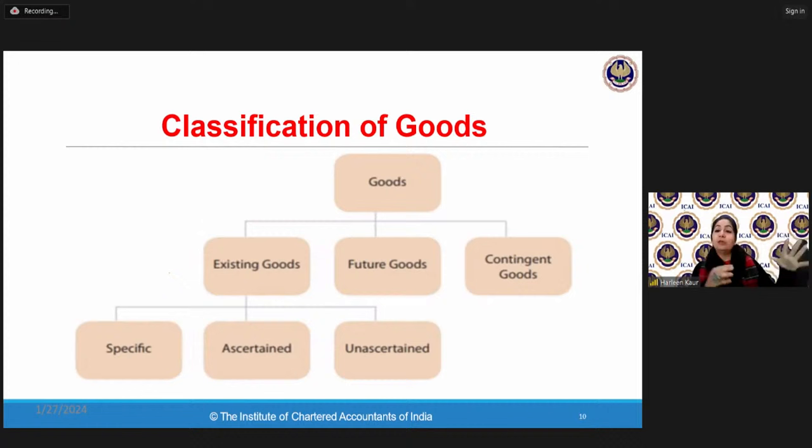Future goods: I told you, please, Mr. Anand, come back after 10 days. Your goods will be produced in my factory. A size 7 shoe will be made. It will come to my retail shop and you buy it. Future goods: they are not here now, they will come later. That is what we call future goods. Contingent goods. What is the meaning of contingency? You have done contingent contracts. Do you know the meaning of contingency?